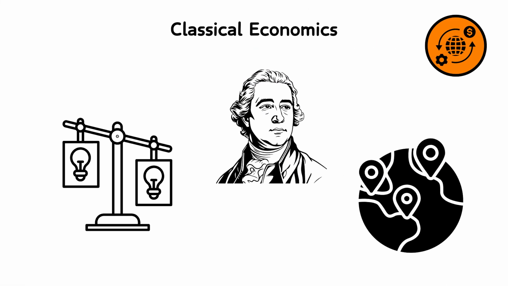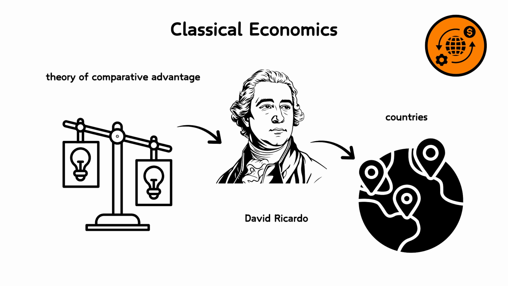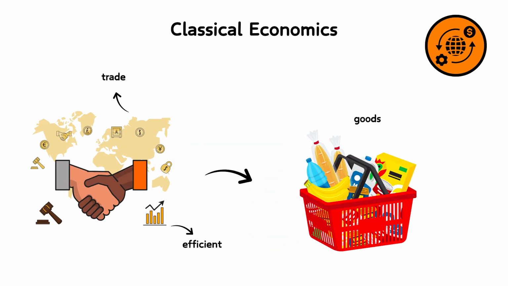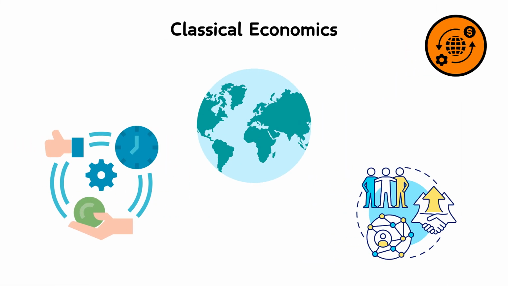Another significant concept within classical economics is the theory of comparative advantage, introduced by David Ricardo. This theory explains how countries benefit from trade even if one country is less efficient in the production of all goods. By specializing in goods where they have a relative efficiency and trading for others, countries can enhance their overall economic well-being.